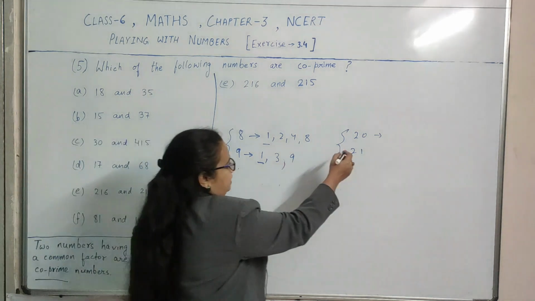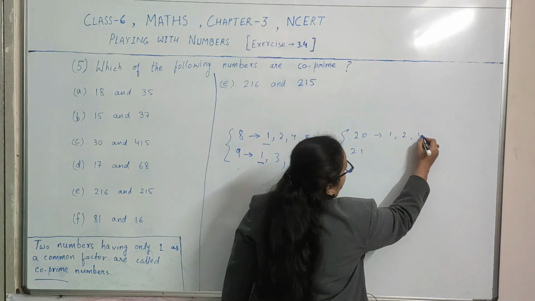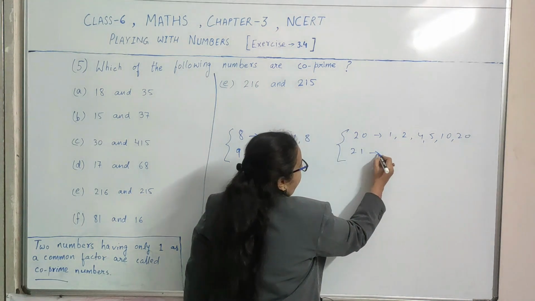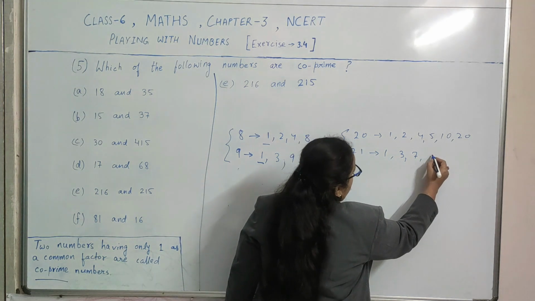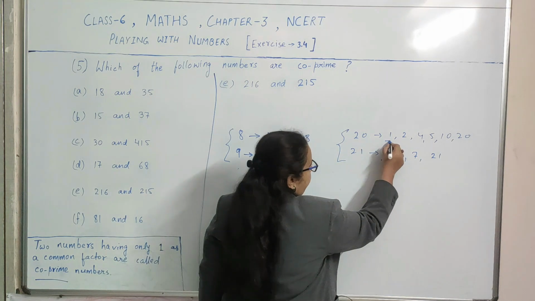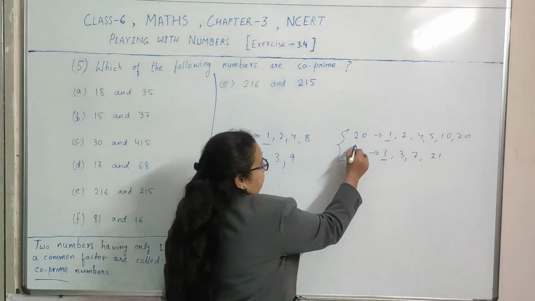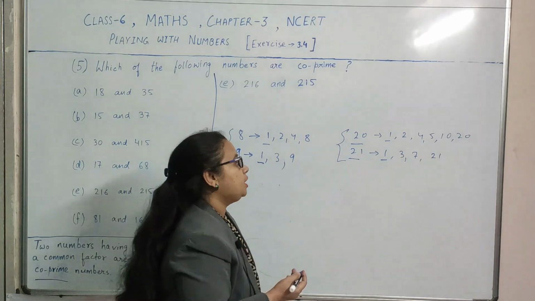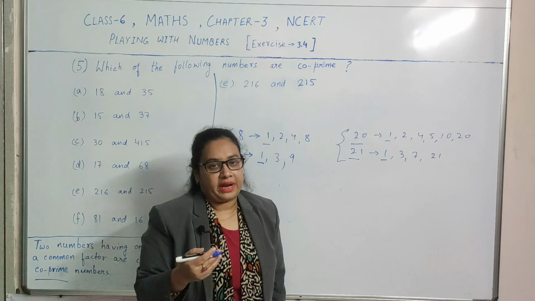Let us check for the numbers 20 and 21. The factors of 20 are 1, 2, 4, 5, 10, 20. The factors of 21 are 1, 3, 7 and 21. So what is the common factor? The common factor is only 1. It means 20 and 21 are coprime numbers. See, these numbers are continuous numbers. They are consecutive. It is known as consecutive numbers.